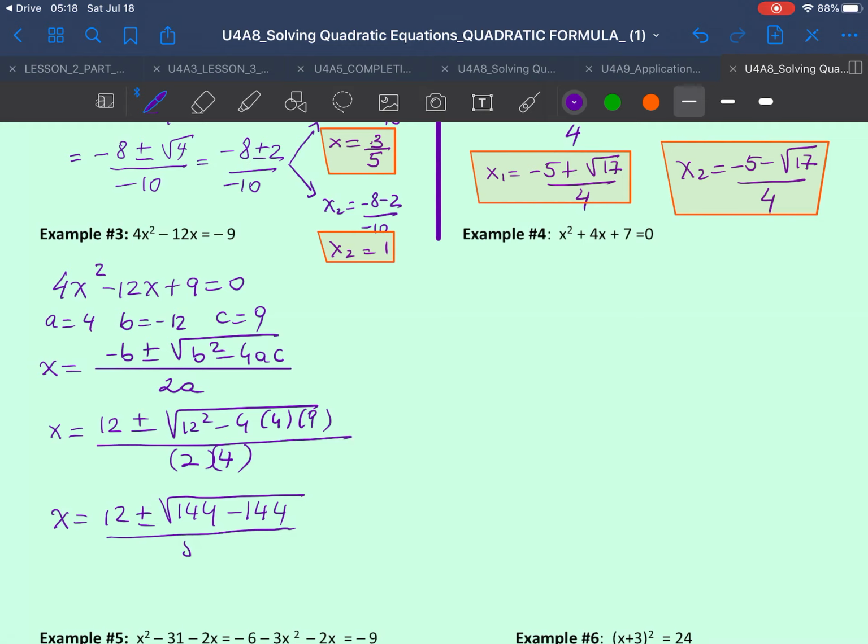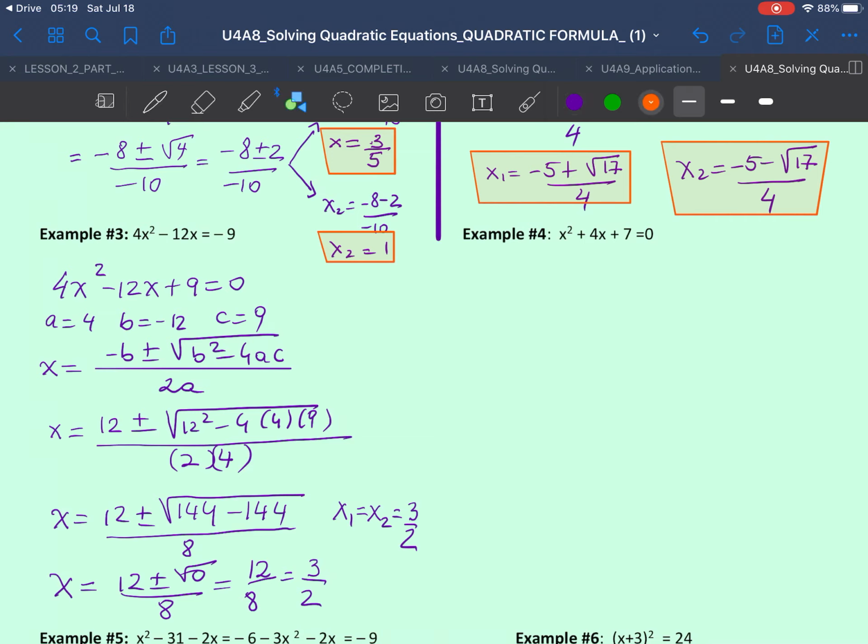This example is turning out to be quite an interesting one now. So we have 12 plus minus root of 0 over 8. Whoa. So that's 12 plus or minus 0, but do I really need to add and subtract a 0? Not really. And if you reduce this to lowest terms possible, we're going to get 3 over 2. So in this case, x1 or x2, it doesn't really matter what we say, are 3 over 2, both of them.